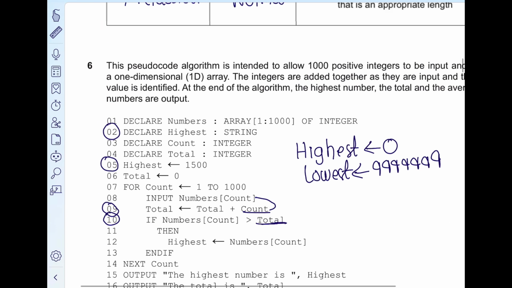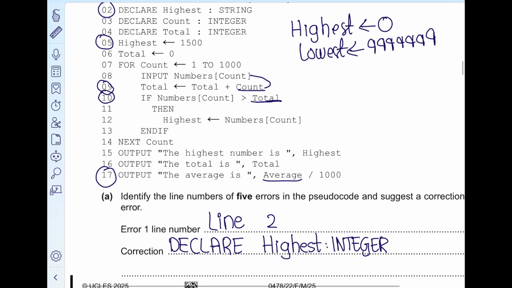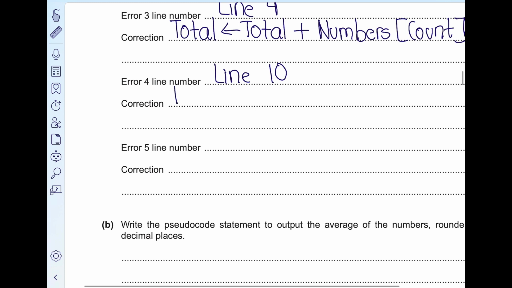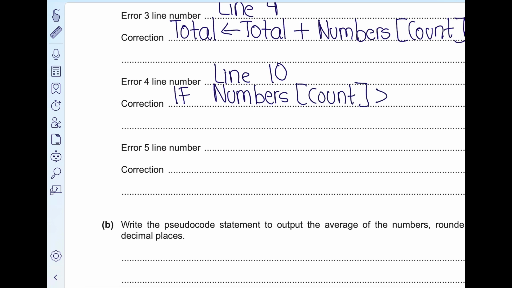After that, there was one more error in line 10. And what is that error in line 10? It is basically if the number count is greater than highest, not greater than total, but greater than highest. If numbers of count, that means whatever the number has been input, it should be greater than highest.